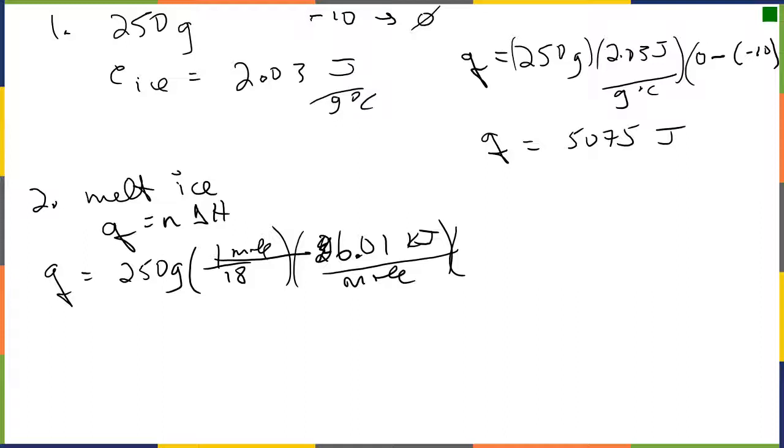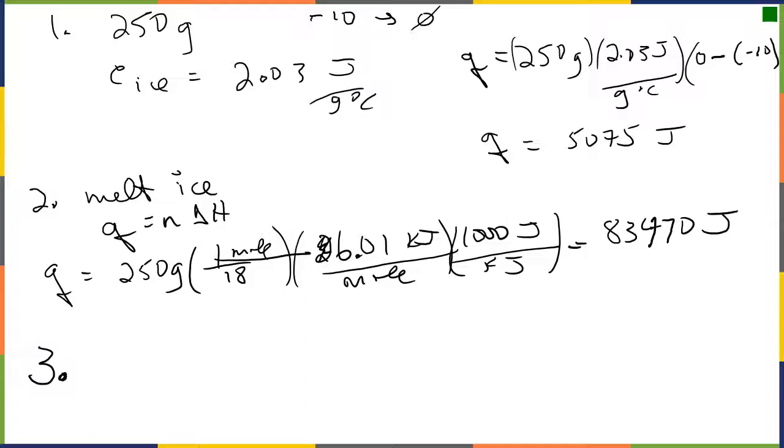Because our previous value was in joules, I'm going to put this in joules, and I'm going to have 1,000 joules per kilojoule, so I can add this when I'm done. And when I'm finished this, I'm going to get 83,470 joules. So for part 2, it's going to be significantly more heat. Why? Because we're doing a phase change and we're breaking a lot of intermolecular forces.